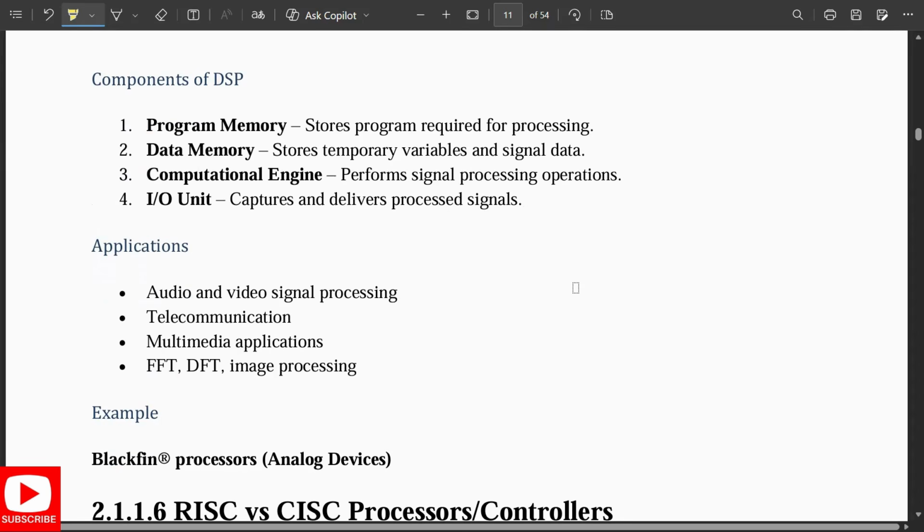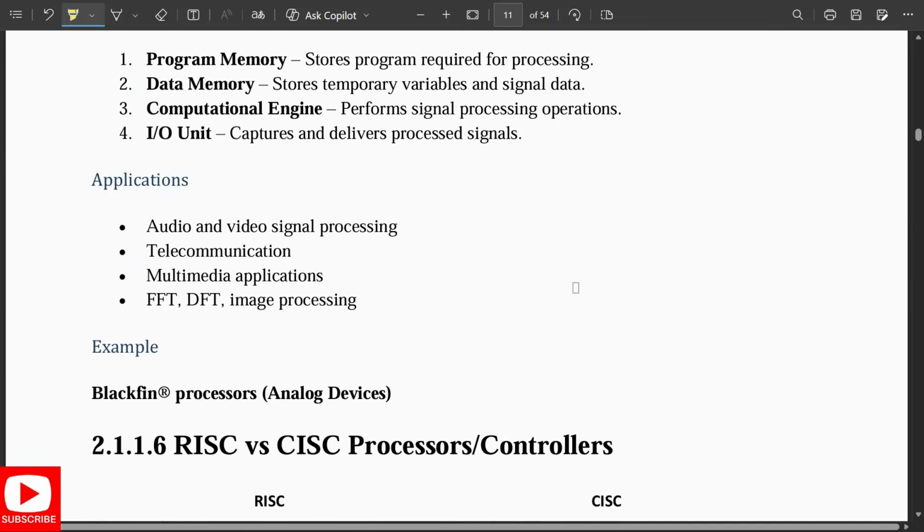What are the components? It has a program memory to store the program, then data memory to store the temporary variables and the signal data, a computational engine to perform the signal processing operations, and input output units that capture and deliver the processed signals. Applications are audio and video signal processing, in telecommunication, and in multimedia applications.